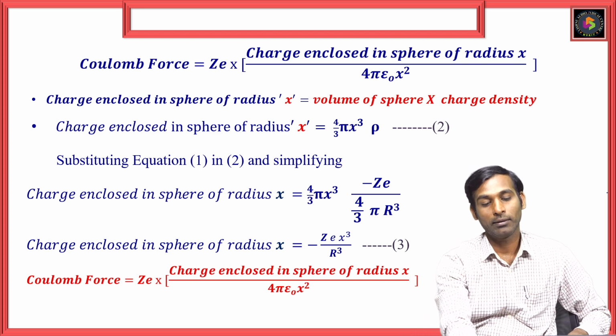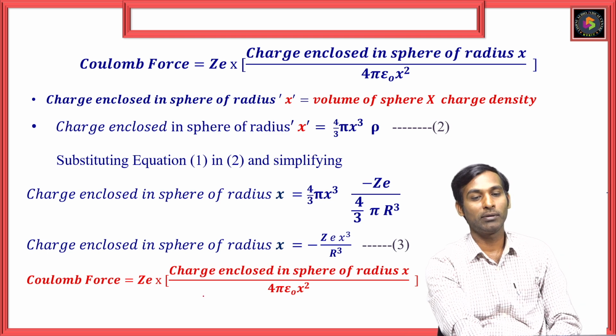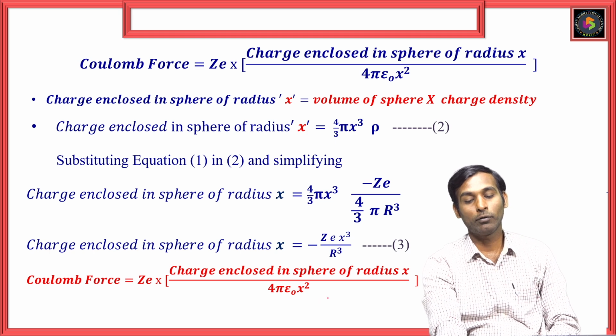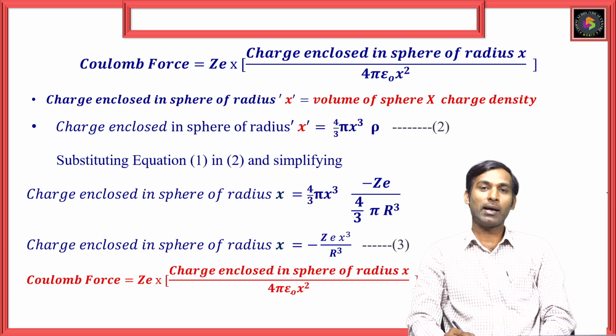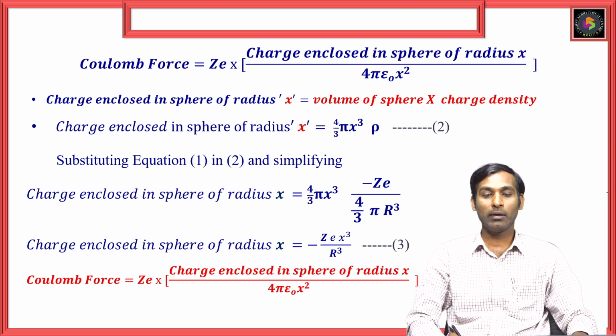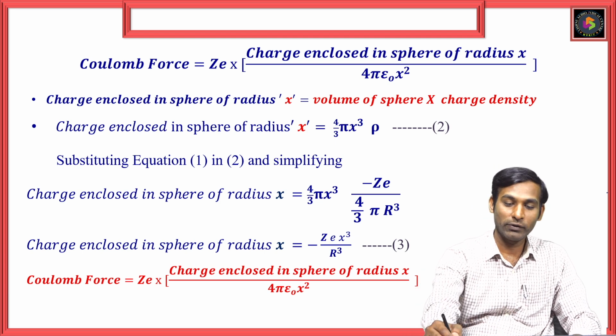Now you can see the Coulomb force. Already we defined the Coulomb force in the equation: Ze into the charge enclosed in the sphere of radius x, divided by 4 pi epsilon naught x square. What is epsilon here? Epsilon is the dielectric permittivity, or we can say the dielectric constant. x is the displacement. This is equation number 3.